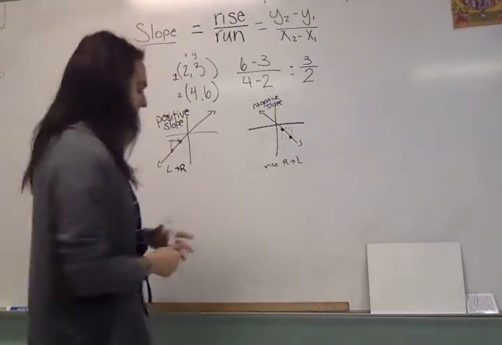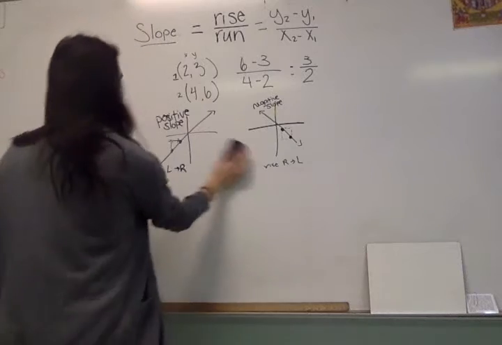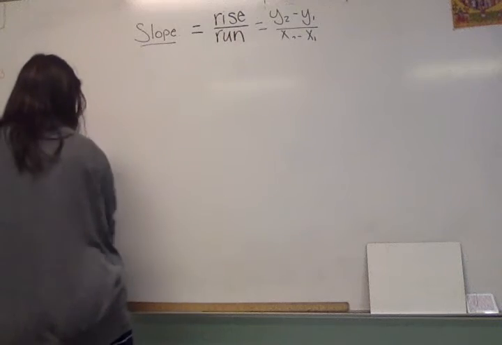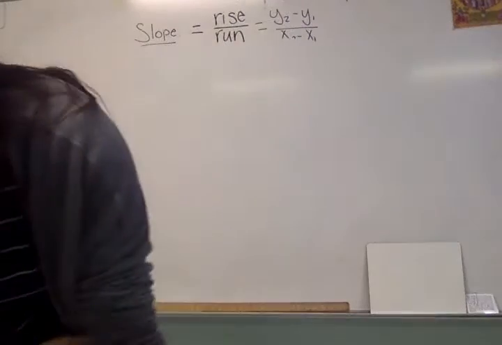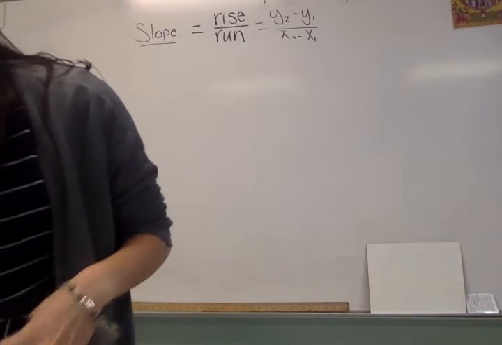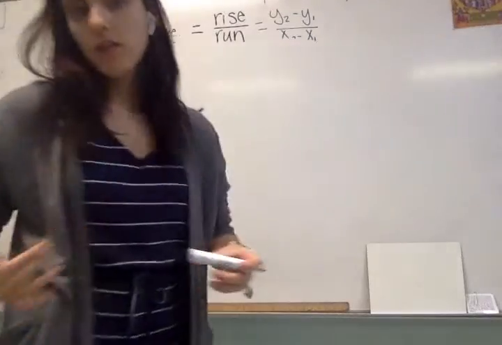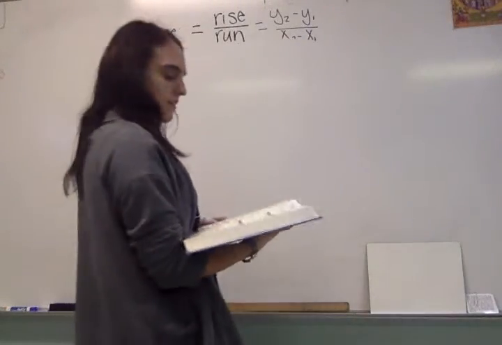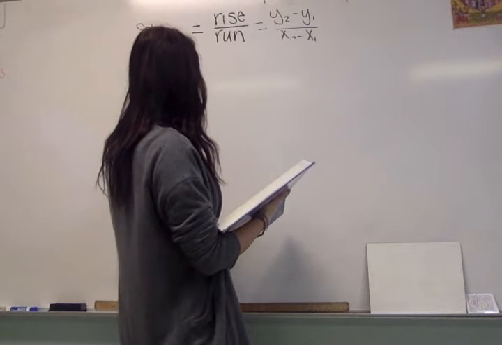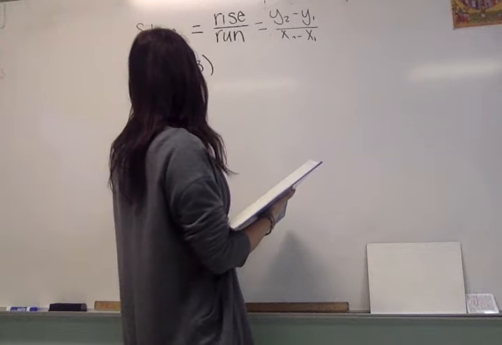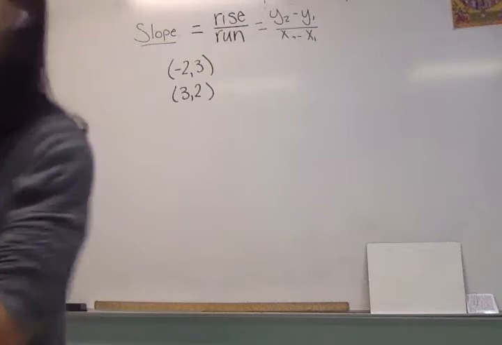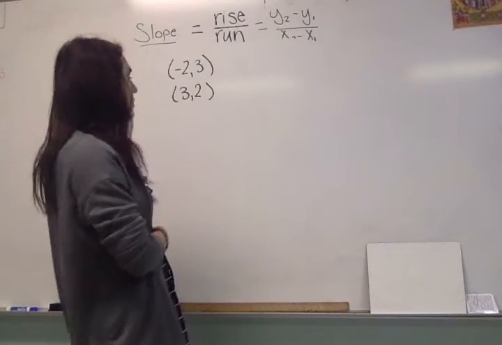So how can we find this on an actual line? Let's take a look, shall we? Okay, so let's say that we were given the points -2, 3, and 3, 2. And we were told to find the slope. What do we do?